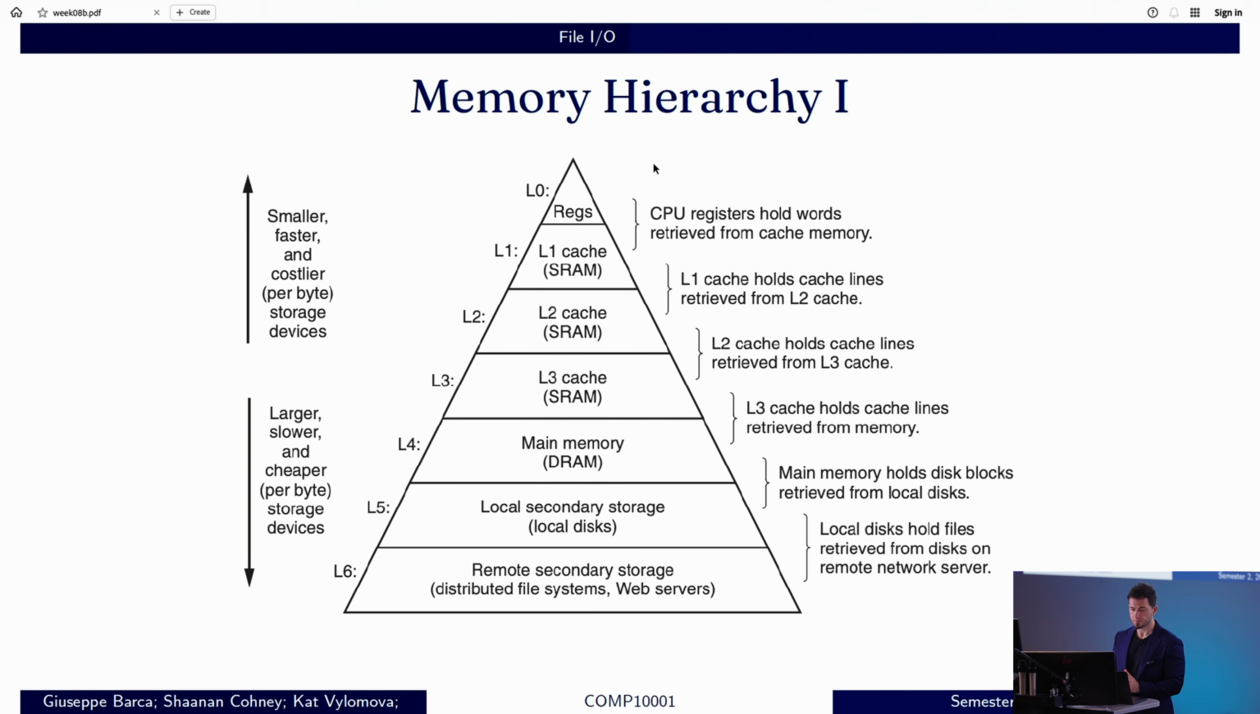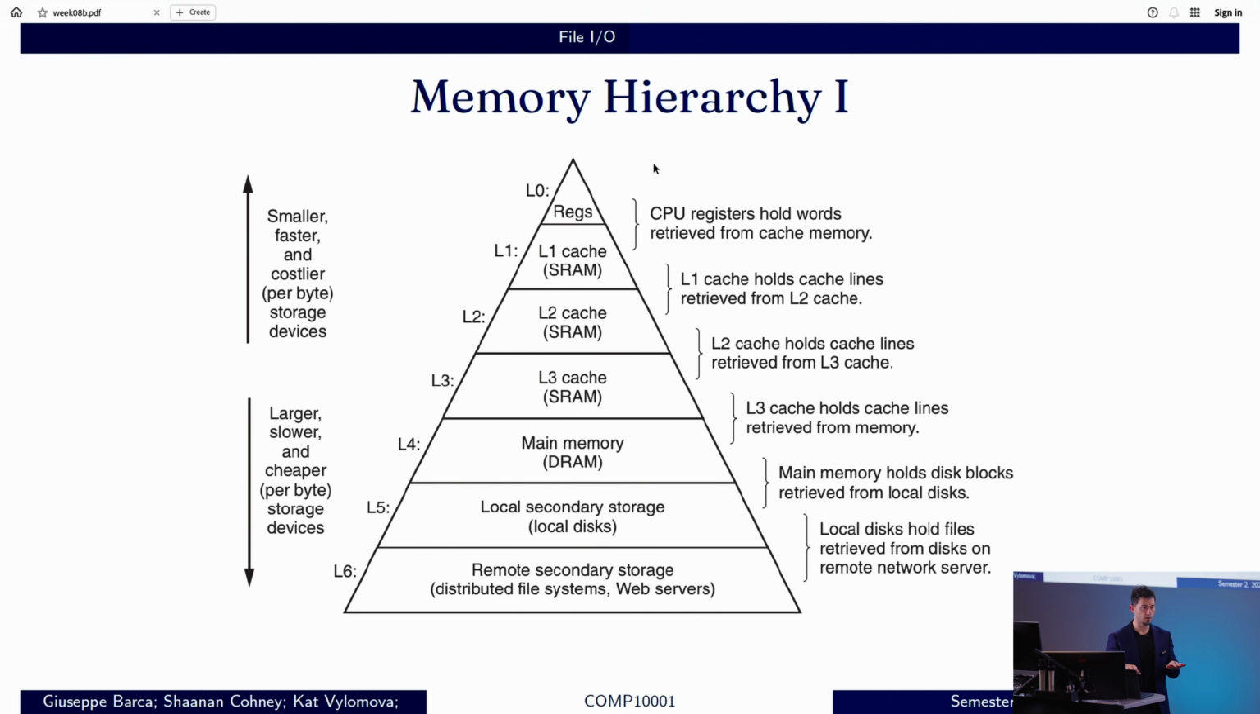Now, before we get into that, it's important that we understand a bit how our computer works. So here on the slide, we have the so-called memory hierarchy of our computer. This consists of various levels of memory. It looks a bit like a pyramid because these different levels of memory have different speed and different capacity.